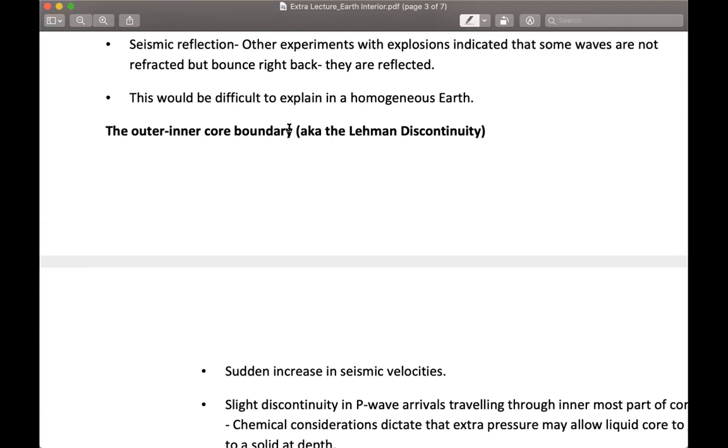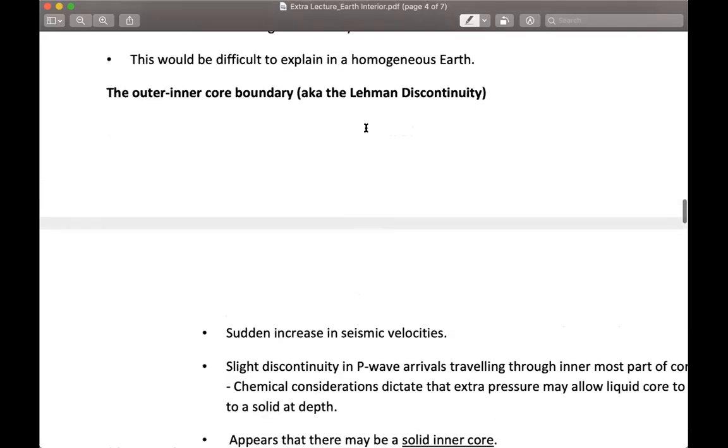Then what you got was the Gutenberg discontinuity, which is the core mantle boundary. Okay, core mantle boundary. And after that, what you have is the outer core and inner core boundary, right? That means when you enter the outer core and proceed downwards, you will meet the inner core boundary. That is it, right? That is the Lehmann discontinuity.